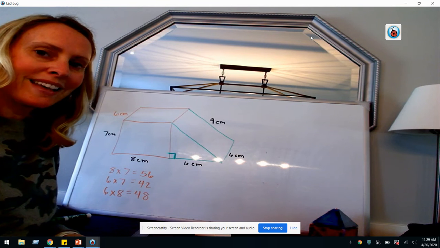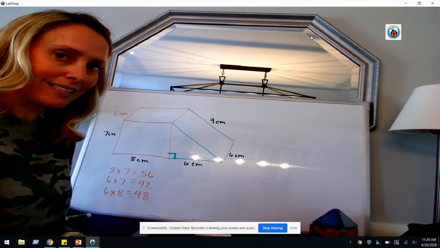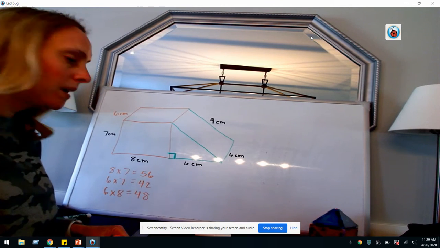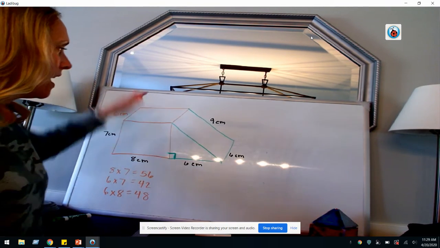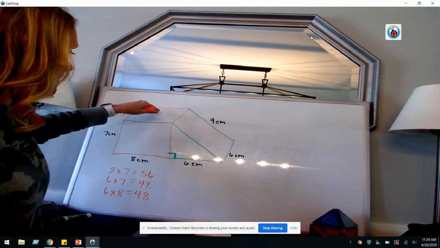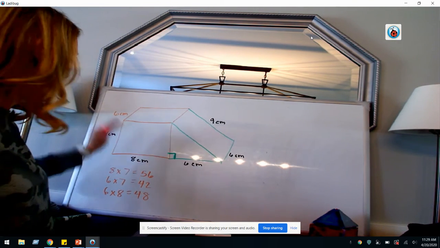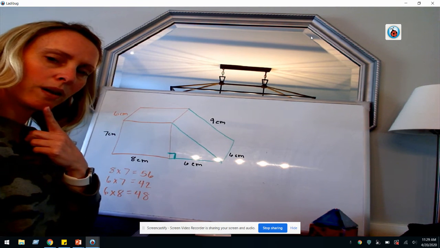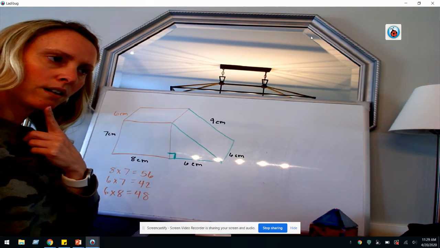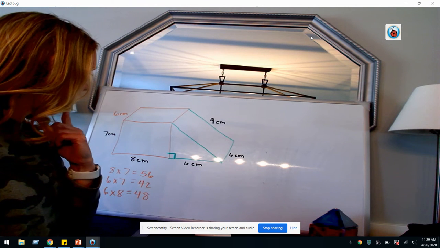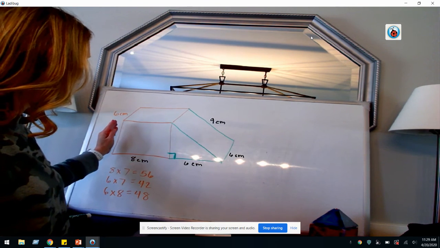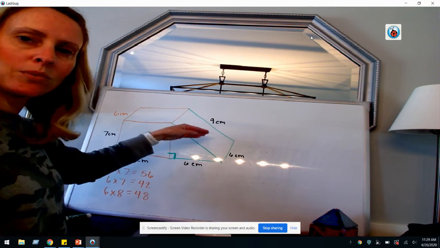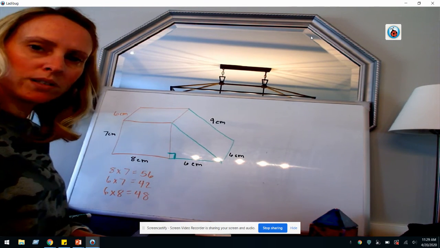But this prism has 6 sides. So I would need to take each of these and multiply them by 2, because this front side has a back that matches it. This top has a bottom that matches it. This side has a side. Oh, wait a second. Do I need that side to be covered? Actually, I don't. I don't need this side here because it's being covered by this shape. So I'm going to leave that one out of the multiplying by 2.